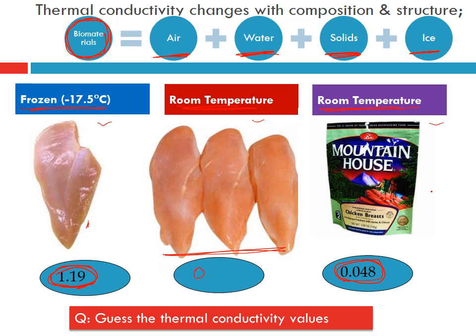So this value comes out to be something like 0.47, closer to the property of water. So frozen is the highest, then unfrozen, but water is in between, and the dried is the lowest. So you notice it's the same biomaterial, but its property depends on obviously the state or the composition of it.